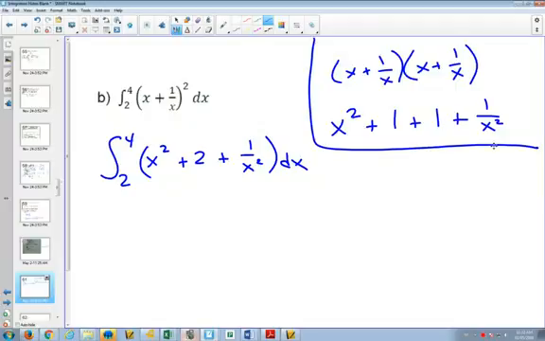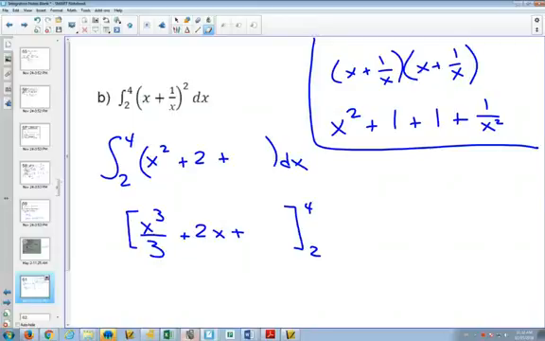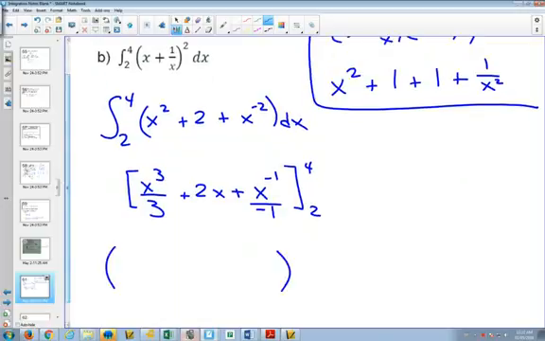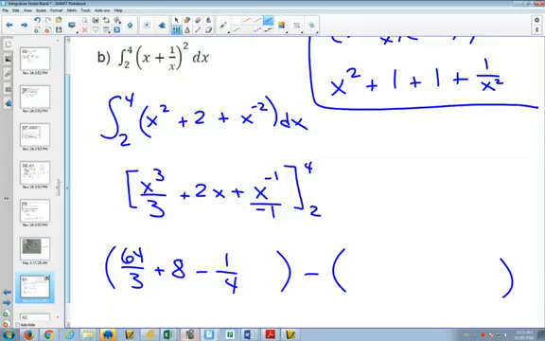Now each of those things you can integrate. So when we're doing the definite integral, do each of them on their own. Maybe it would have been nice, instead of writing 1 over x squared, to write this as x to the minus 2, so we can add 1 to the exponent all the way through. Now we'll plug in 4. And plug in 2.